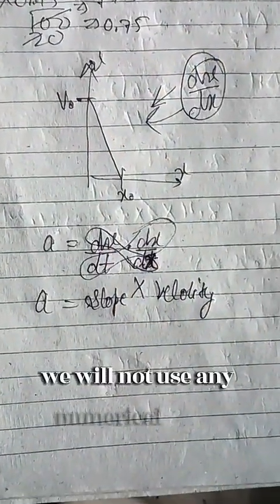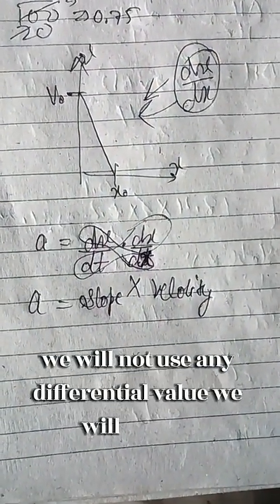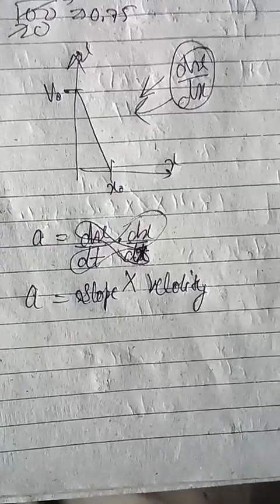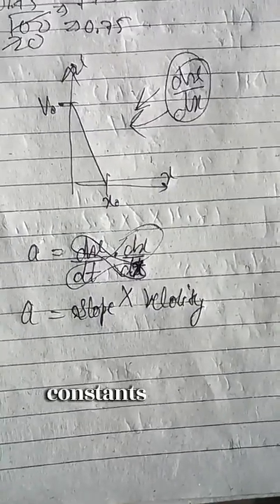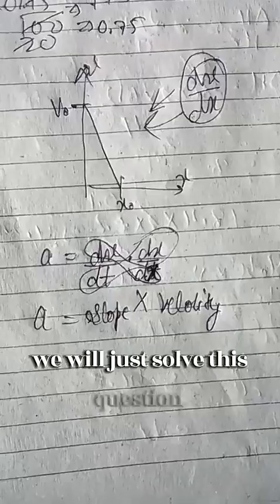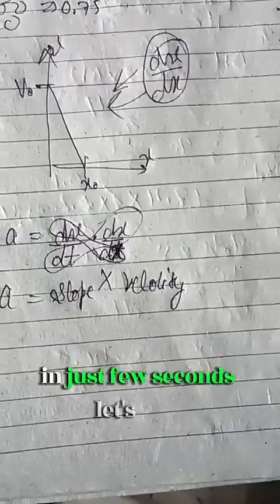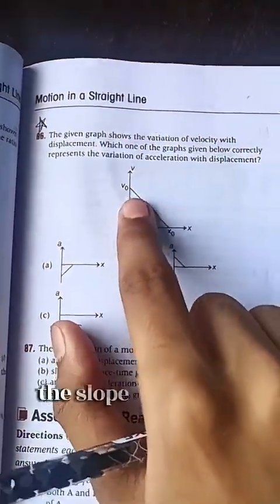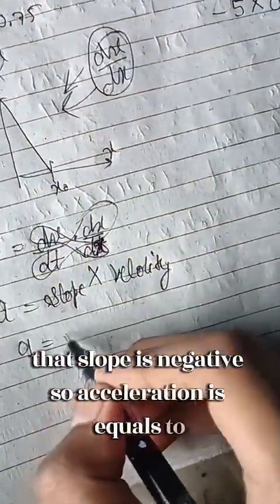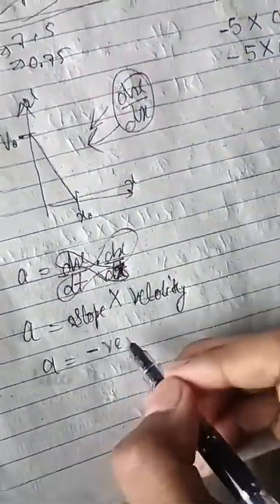We will not use any numerical values. We will not use any differentiation. We will not use constants, etc. We will just solve this question theoretically in just a few seconds. Now you can see in this question that the slope is negative. So what can we interpret from here? The slope is negative, so acceleration is equal to something negative times velocity.